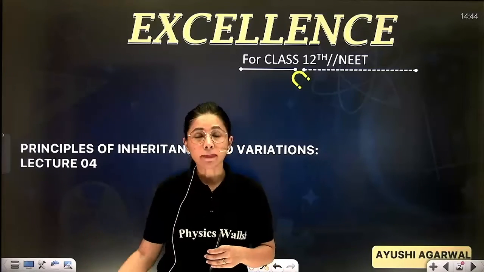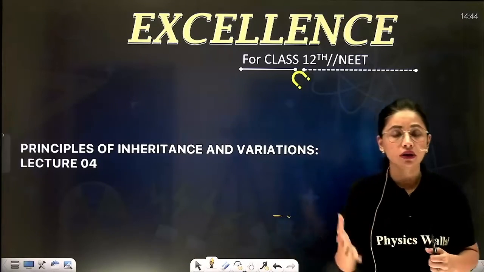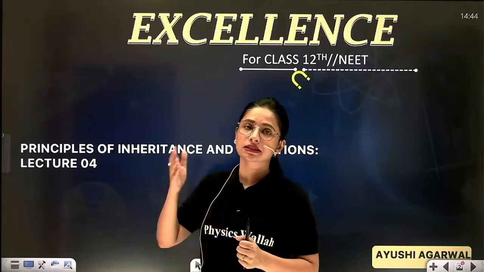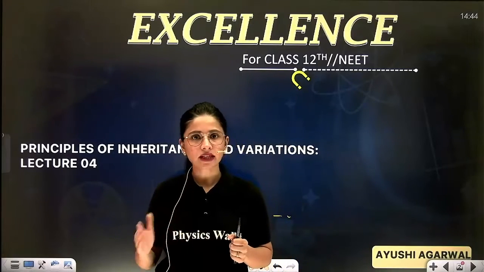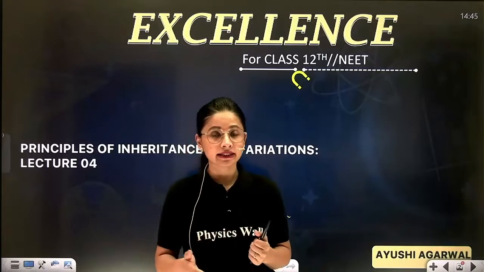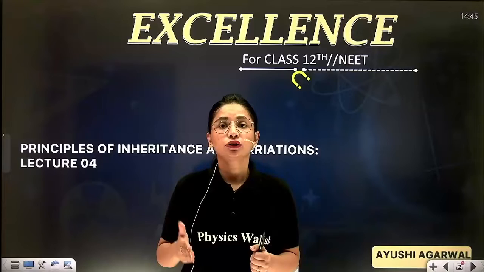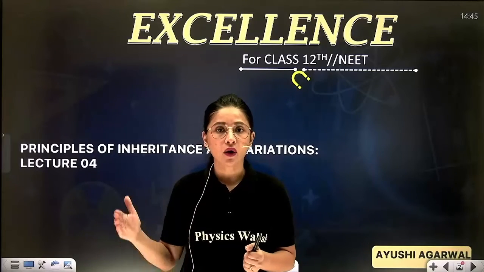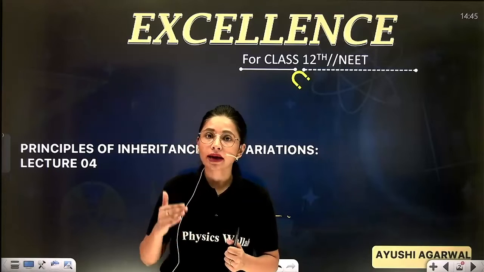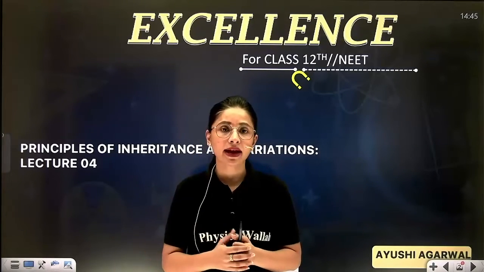Now, apart from this, in my last lecture, we have already discussed the concept of epistasis and how epistasis is different from dominance. I hope you have understood that epistasis is basically intergenic or non-allelic interaction, whereas dominance is intragenic or interallelic interaction. Now, epistasis can be of two types, dominant and recessive epistasis.